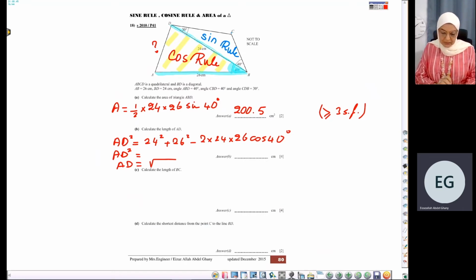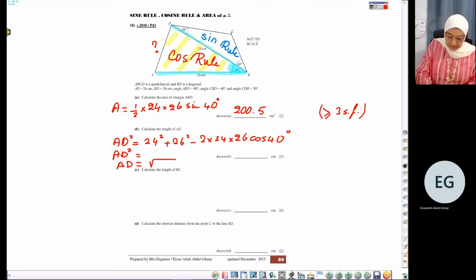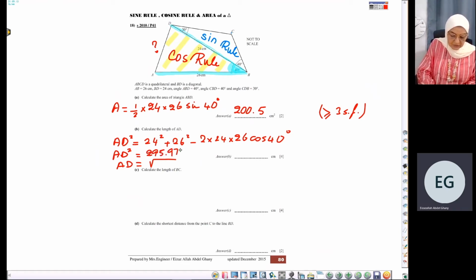Now let's go. 24 squared plus 26 squared minus twice 24 into 26 into cosine 40 degrees. Close brackets equals. It will be 295.977.